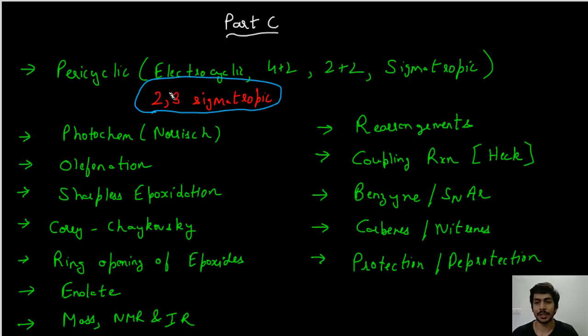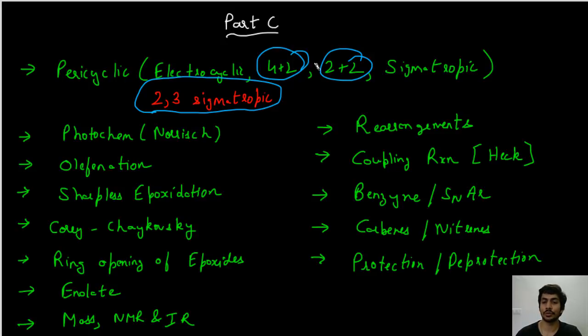I think around 8 or 10 reactions. So 2,3 sigmatropic reactions are very, very common when it comes to the CSIR examination, right? In general also, when you see research based papers, 2,3 sigmatropic reactions are very common. So we have electrocyclic reactions, and you need to do 4 plus 2 cycloadditions and 2 plus 2 cycloadditions. Very, very important.